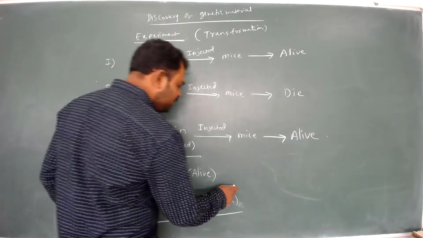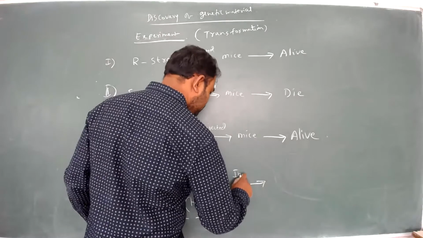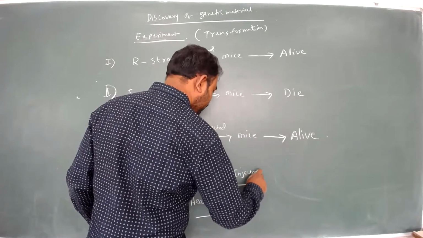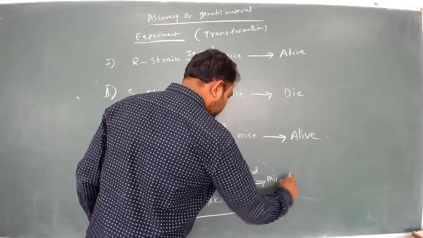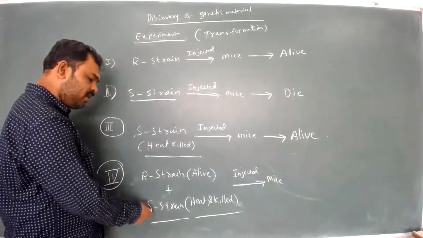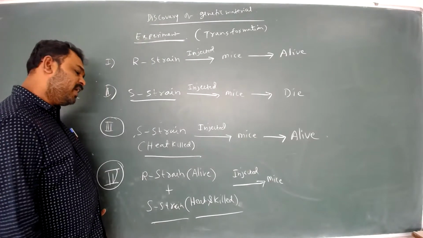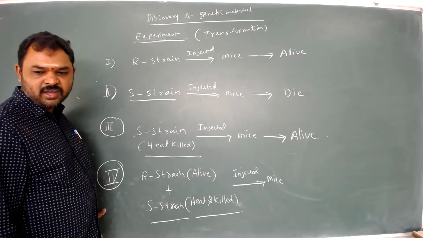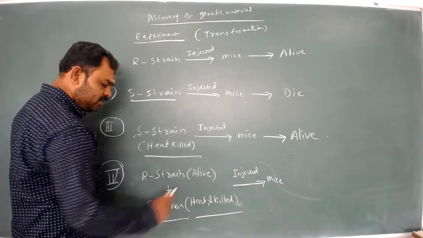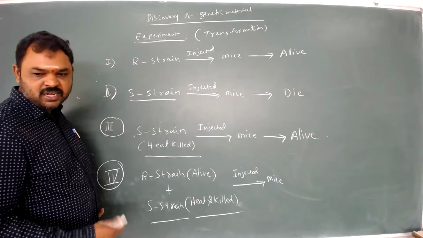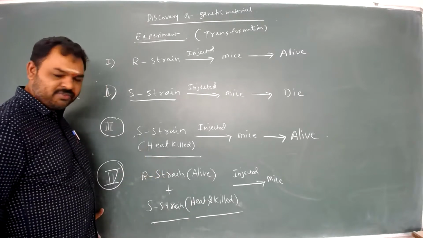Now this is injected into mice. Here, R strain alive and S strain heat-killed are injected into mice. What would be the result? The mice here die or stay alive? Here, heat-killed S strain in nature, and R strain alive in nature.